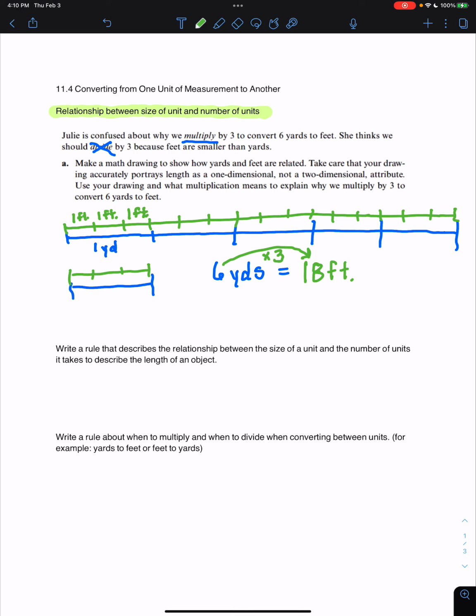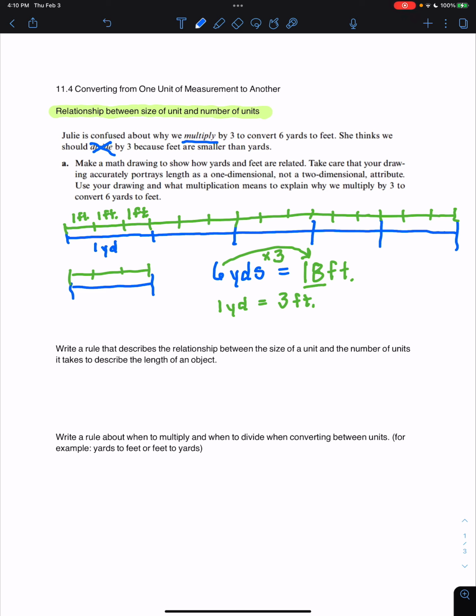So because 1 yard is equal to 3 feet, I am actually multiplying, and there are actually more feet. The number is bigger for the smaller unit. So let's write that out just as a rule. So I want to write a rule that describes the relationship between the size of a unit and the number of units it takes to describe the length of an object.